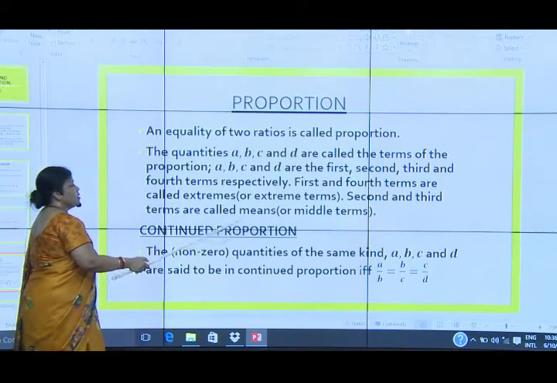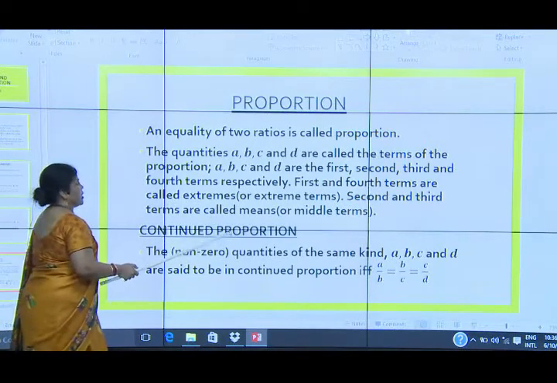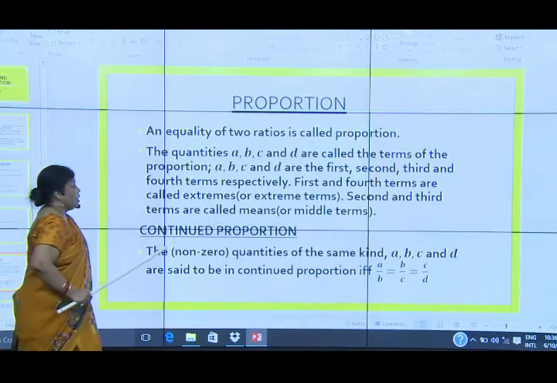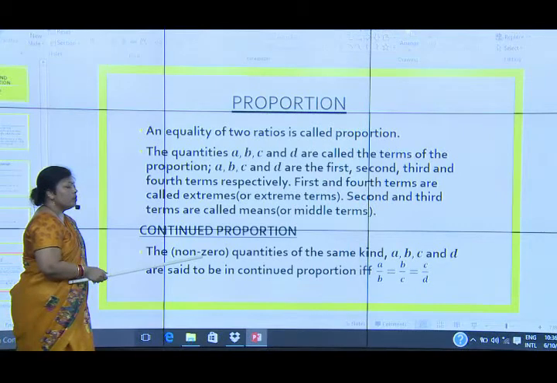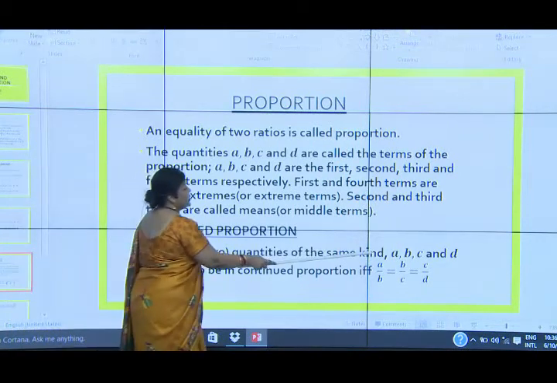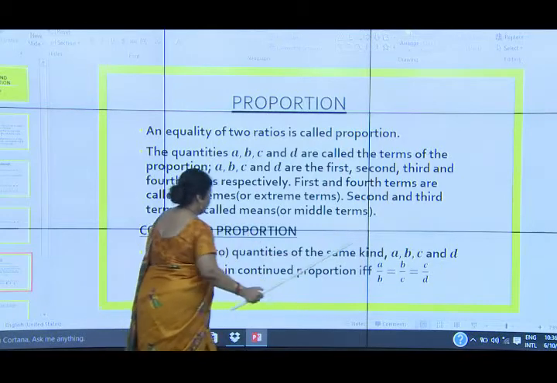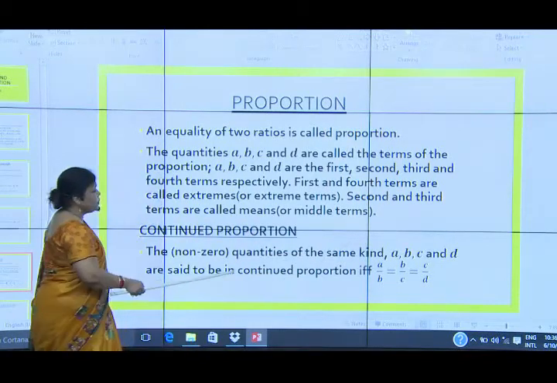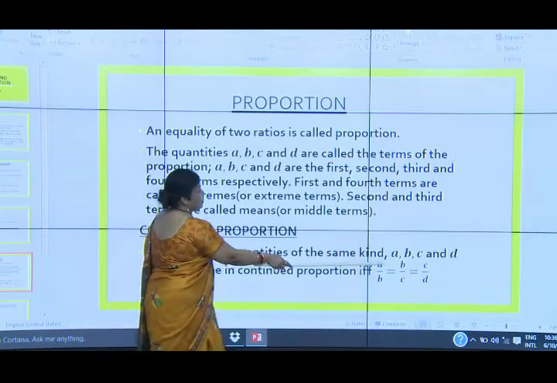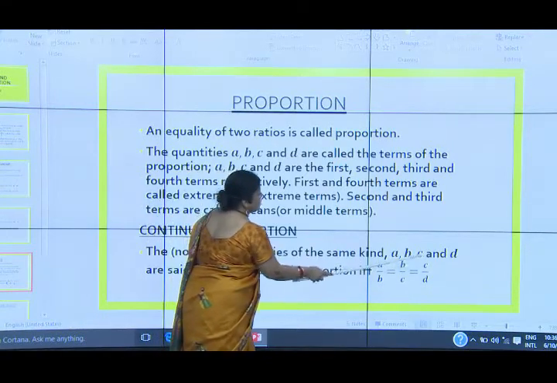Continued proportion, children. This is important for class 10 children. This is new also. Continued proportion. The non-zero, children, this is important. Non-zero quantities of the same kind, A, B, C and D, are said to be in continued proportion if A by B is equal to B by C equals to C by D.